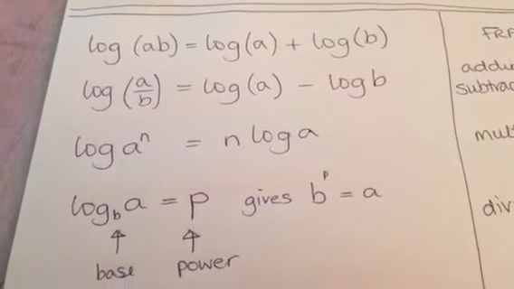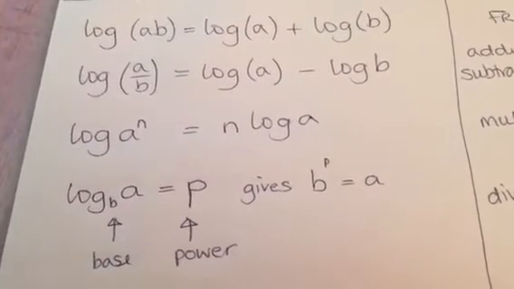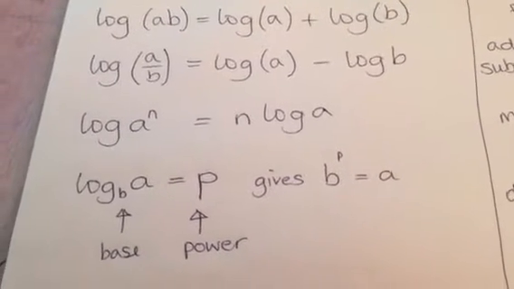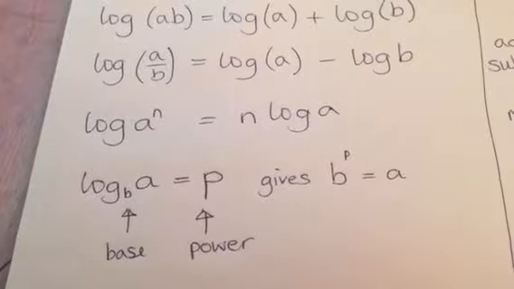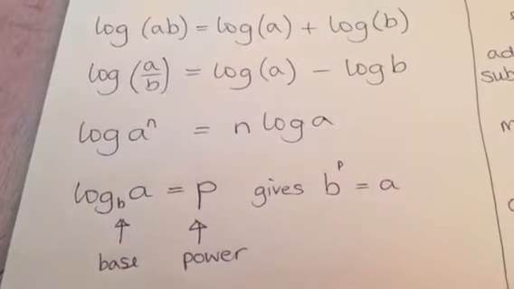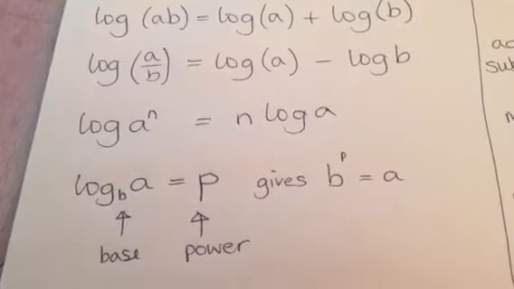First of all, a recap from C2, you need to know your log laws. So log of AB equals log of A plus log of B. Log of A divided by B is log A minus log B. And then the power law that log of A to the power of n equals n log A.